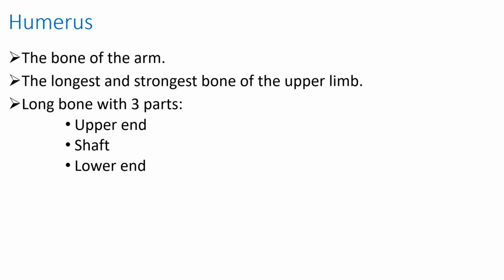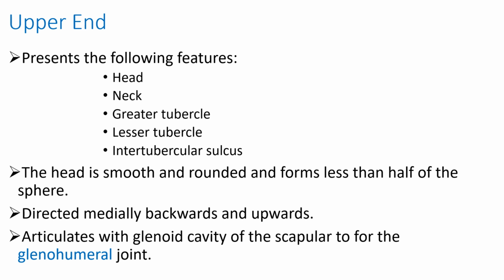It is a long bone with three parts. Now the type of bone under humerus is a long bone of the arm. It has three parts, that's the upper end, the shaft, and the lower end. The upper end has some features which include the head. Then we have the neck.